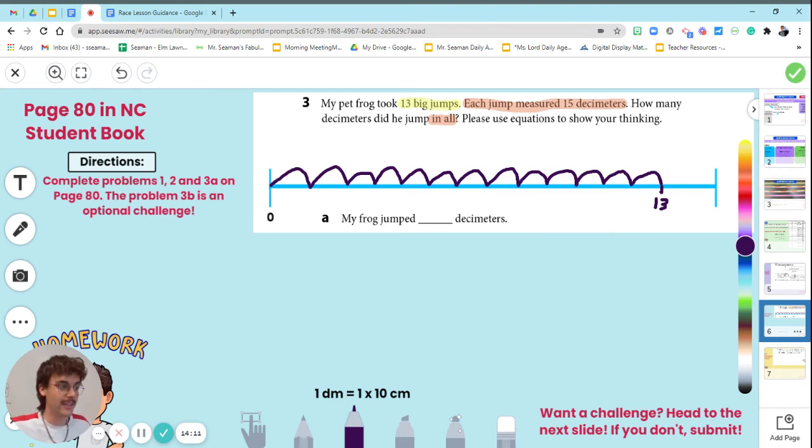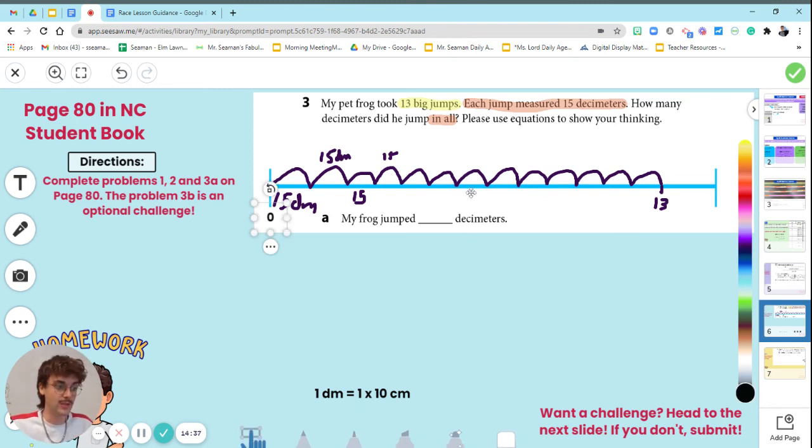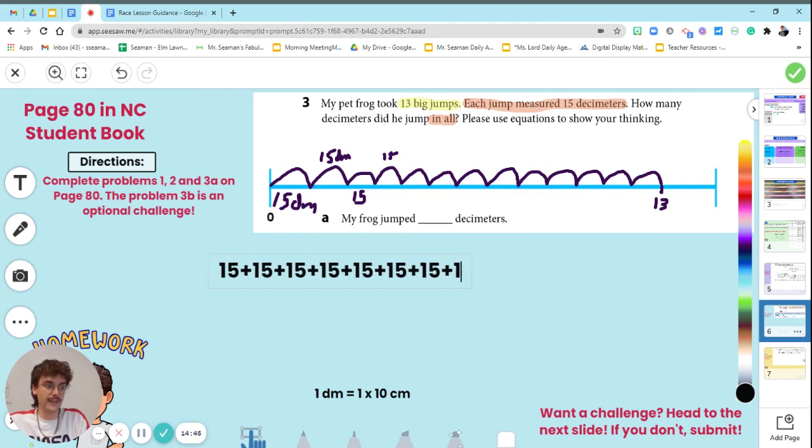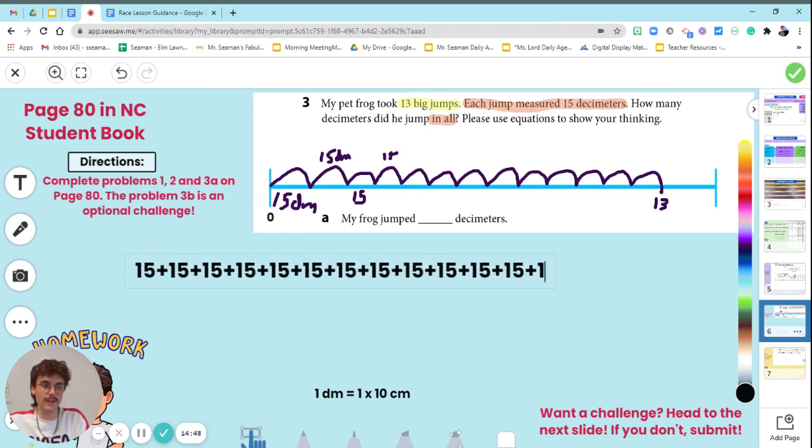So now each jump measured 15 decimeters. So that means that this jump was 15 decimeters. This jump was 15 decimeters. This jump was 15 decimeters. This one was 15. So I could add all 13 of these 15s, or what I could do is something like this. I could do 15 plus 15, that's 2, 3, 4, 5, 6, 7, 8, 9, 10, 11, 12, 13.